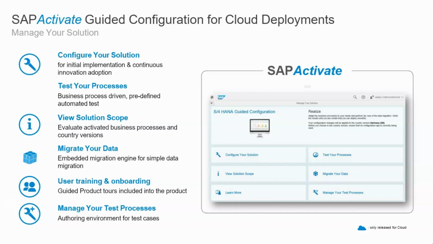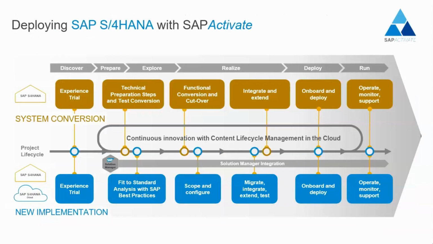So we can activate guided configuration for cloud deployment. As we know, it can be either for cloud or for on-premise. So there are a few slight changes when we use an on-premise system or the cloud system, when we use Activate for either of these two. Configure your solution, test your processes, view solution scope, migrate your data, user training and onboarding, managing your test processes. These are all part of the Activate methodology in each of the different phases.